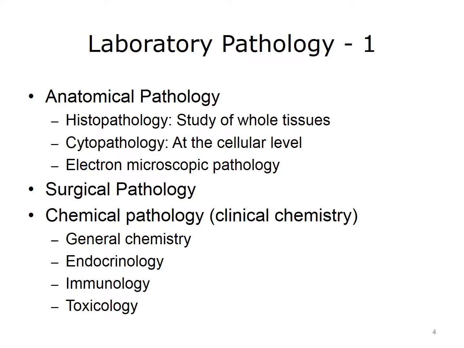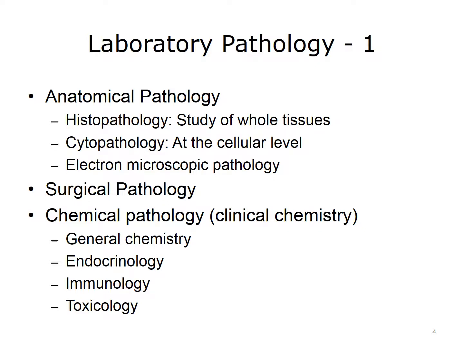Another subset of pathology is surgical pathology, which involves the gross and microscopic examination of surgical specimens as well as biopsies. Yet another field is chemical pathology or clinical chemistry, which is the analysis of body fluids. This field includes tests of general chemistry, such as electrolytes or liver function tests, tests of endocrinology, such as the hemoglobin A1C test, which is a blood test used to diagnose and manage diabetes, and tests of immunology or tests of toxicology.